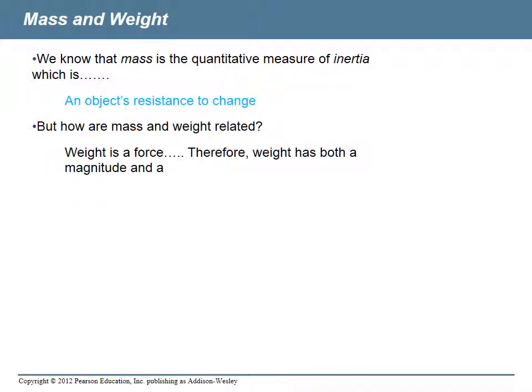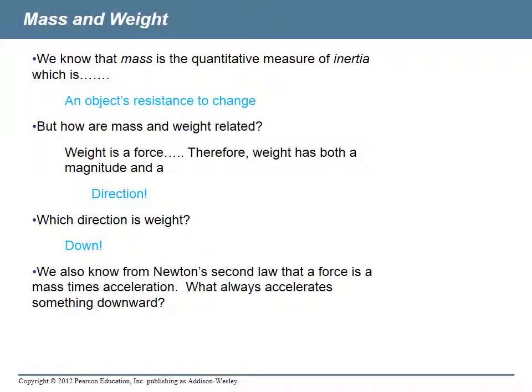We can say that weight is a force. Therefore, weight has both a magnitude and a direction, as force is a vector, right? And what is the direction of weight? If you're standing somewhere, or even an object, the direction of its weight is always directed downward, right? So the relationship between mass and weight is that weight is a vector quantity. It's a force, and it's essentially your mass directed downward, right?